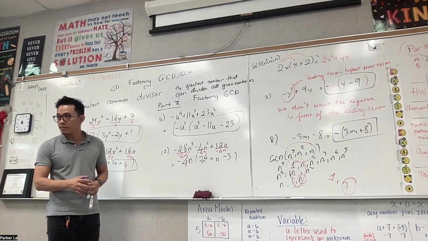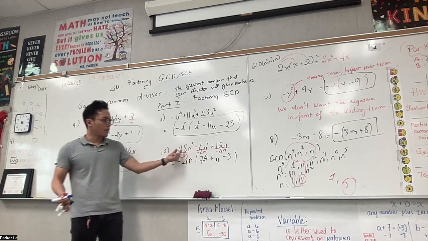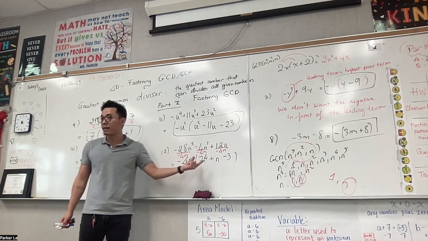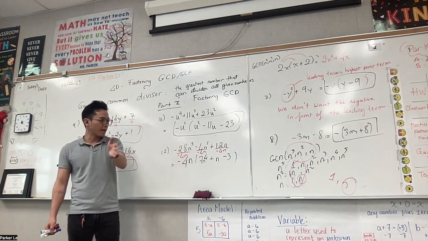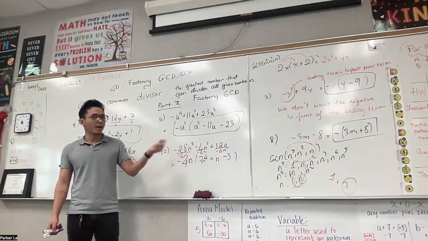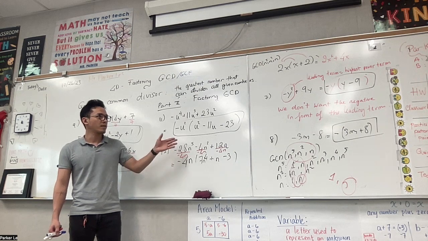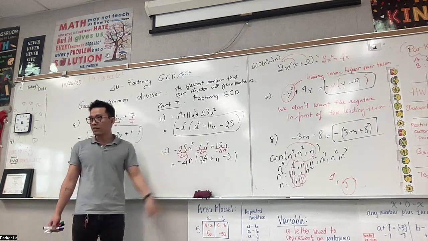It should be all 3 of them. So you need to find the GCD of all 3 numbers. Find the greatest number that they all can be divided by. If you list out 28, you have 1, 2, 4, 7, 14, and 28. This one only has 1, 2, 4. They all have 4, so 4 is the common factor.